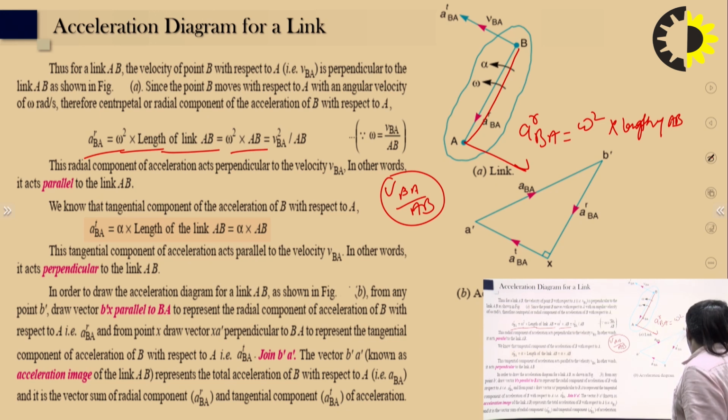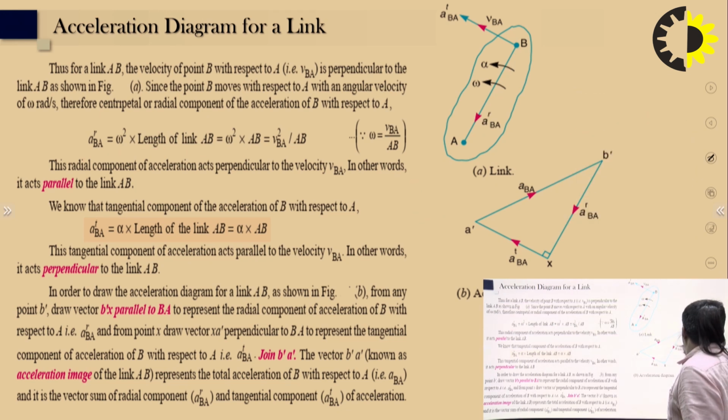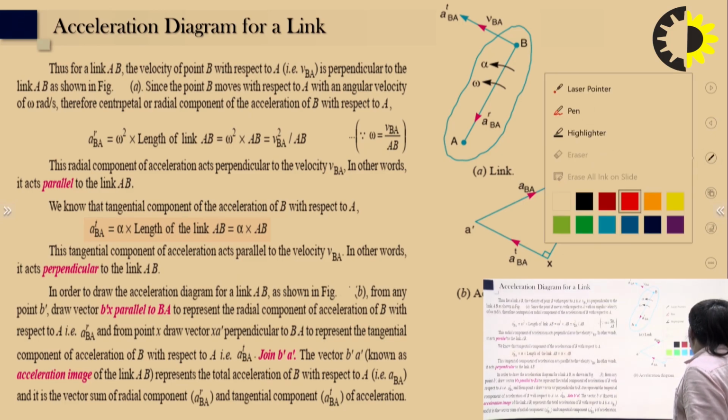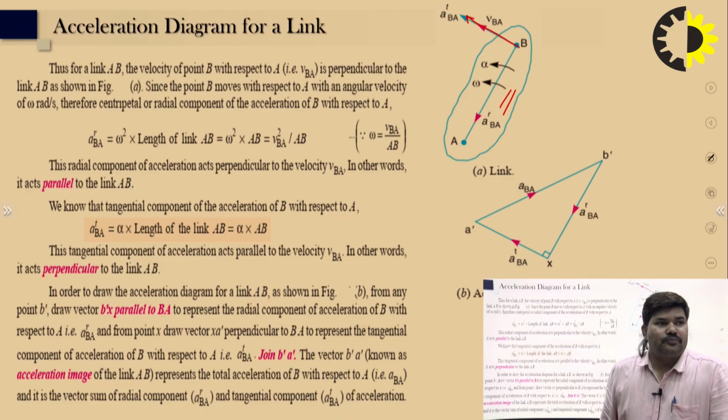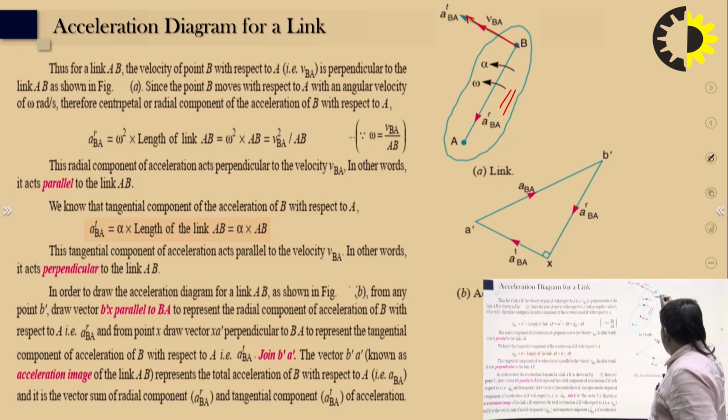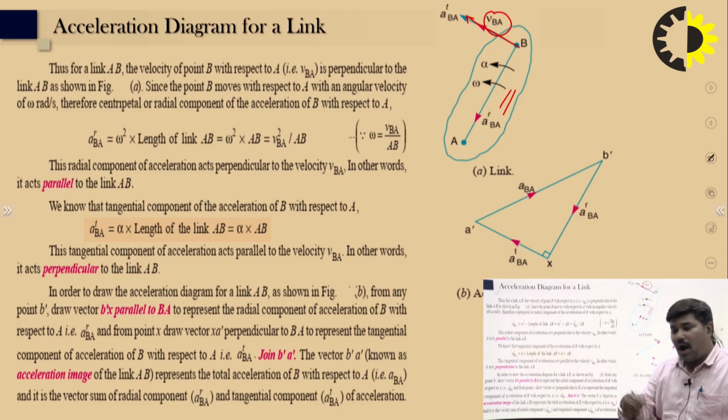Sorry, the radial component is perpendicular to the velocity of B with respect to A, or we can say that it is parallel to link AB, right?